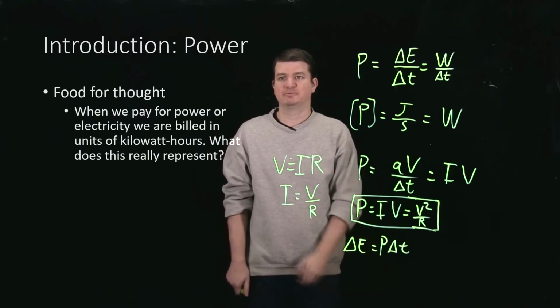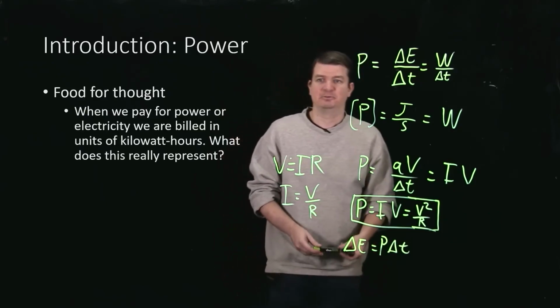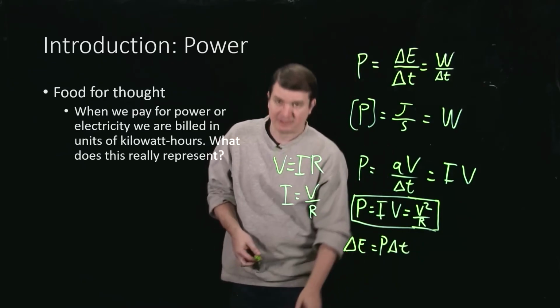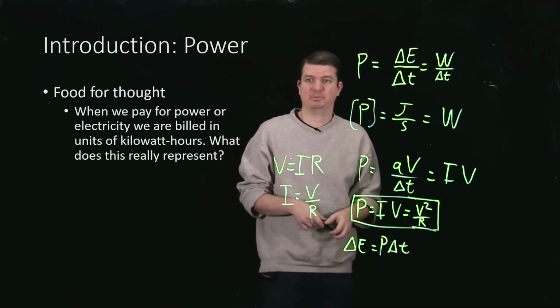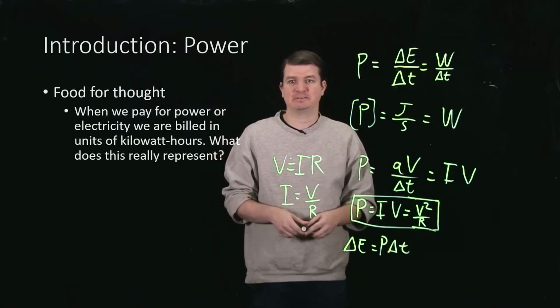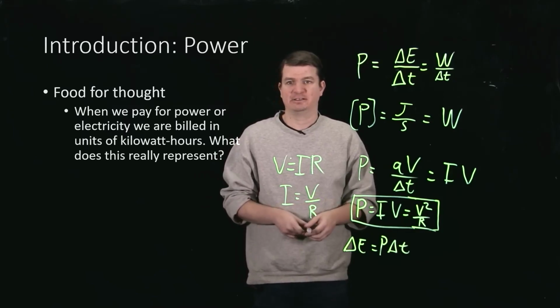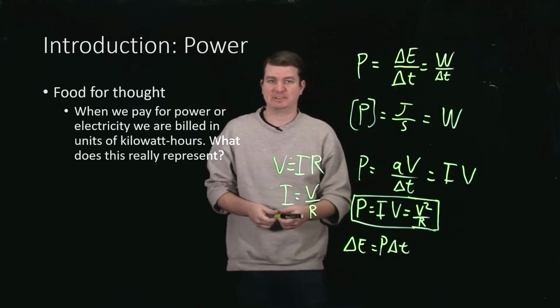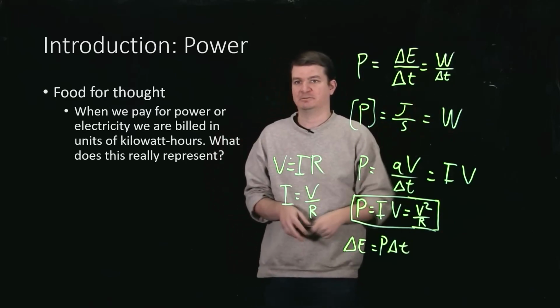Okay, so some food for thought. When we go around and we pay for our utility bills, our electricity or our power bill, so to speak, it's actually billed in units of kilowatt hours. So have a thought, why is that? What does that quantity represent? Hint, it's on the screen already. And does it make sense that we're actually billed in kilowatt hours as opposed to, say, kilowatts or something like that?